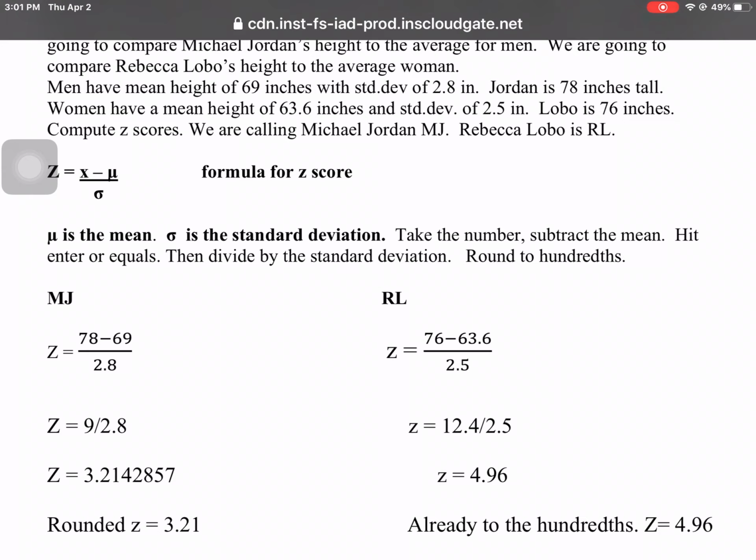Rebecca Lobo, her height is 76. Subtract the mean. She's female, so we're going to compare her to females. Women have a mean height of 63.6. Divide by women's standard deviation, 2.5. This comes from up above in the paragraph. We're on RL. 76 minus 63.6 is 12.4. Divide that by 2.5 equals 4.96. Hers divided a little nicer, so it was already rounded. So Rebecca Lobo, z equals 4.96.